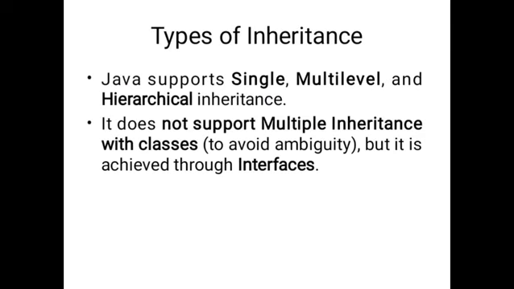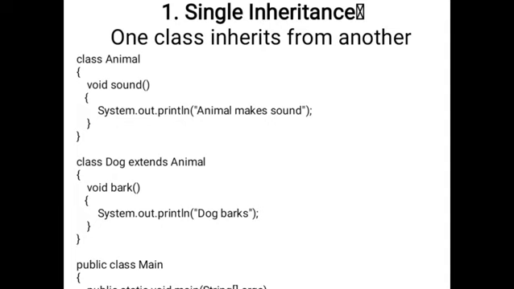Types of inheritance. Java supports single, multilevel and hierarchical inheritance. These are the three levels of inheritance. Java does not support multiple inheritance with classes, so interfaces are used instead.